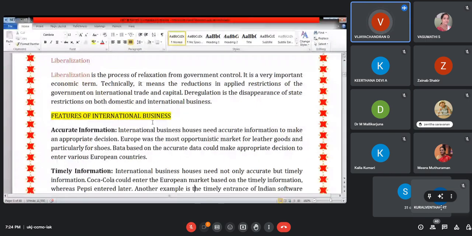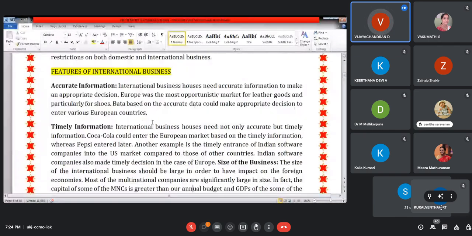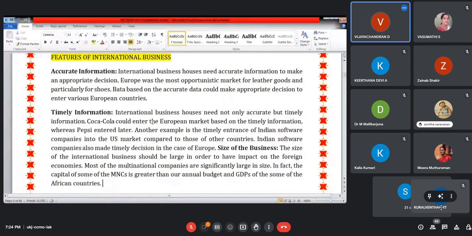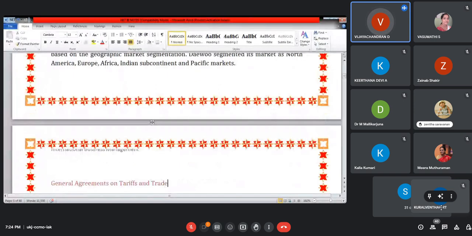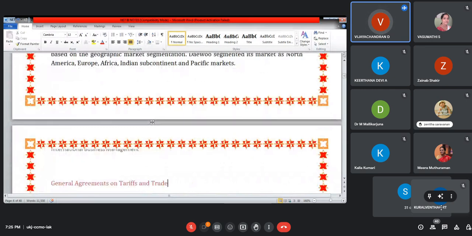Okay. What are the features of international trade? The company needs accurate information in order to trade their product, and the information should be timely. That is very important. And you have to fix the size of business. Also, you have to segment the market. What is market segmentation? As you know, grouping the market based on homogeneity, based on similarity, you are dividing the market into groups. That is known as market segmentation. So these are all the things you have to do before going for international trade.